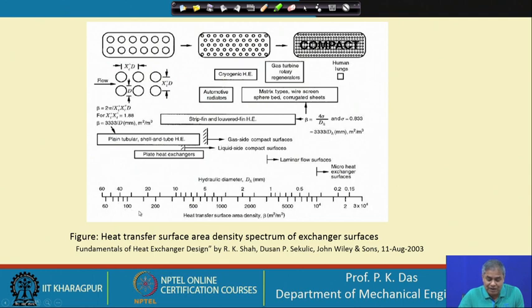Now, the scale has been made such that on one side, if we go from left to right, then we are increasing the compactness. Increasing the compactness means passages are becoming narrower and narrower. Passages through which fluid will be flowing will become narrower and narrower. So, if it becomes more narrow, then hydraulic diameter will reduce. So, in this scale, from left to right, hydraulic diameter is reducing.